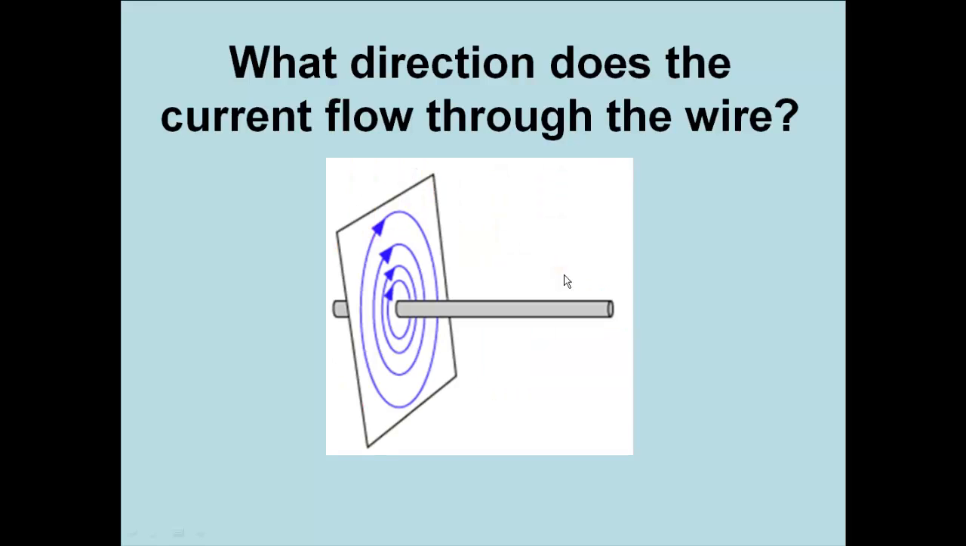So take a look at this picture. Take your right hand and pretend you're holding on to the wire. Put your fingers so they are spiraling around the wire. Remember, use your right hand, and your thumb will point in the direction of the current. And which way does the current flow? Well, to the left, of course.